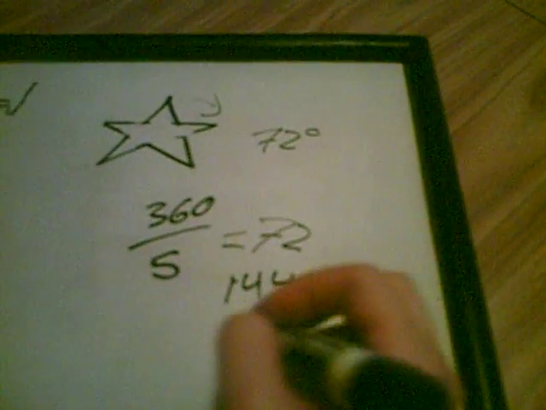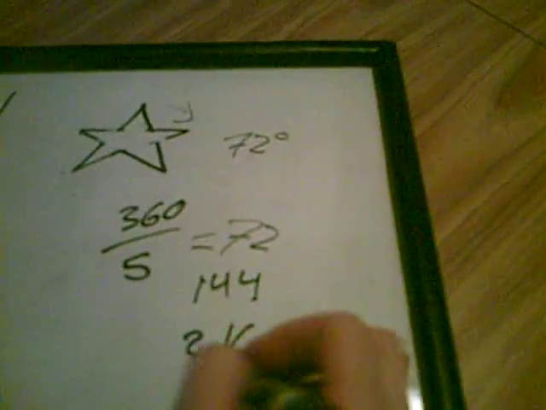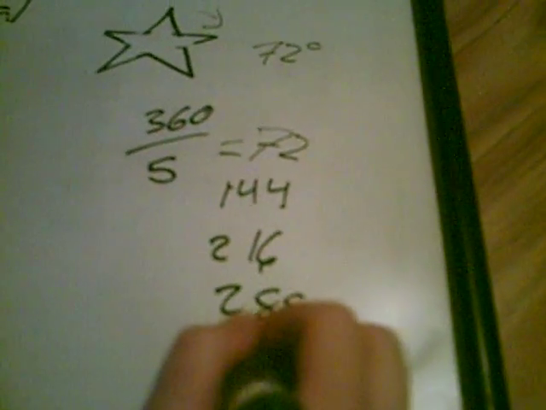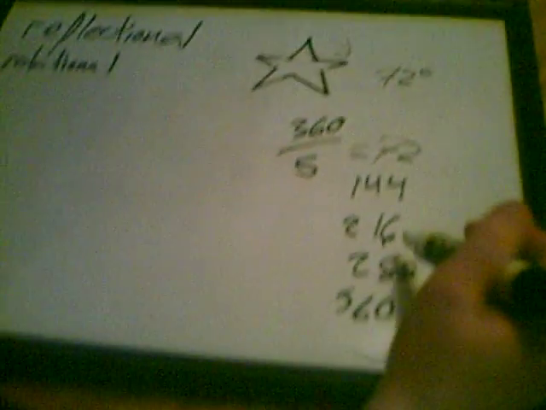Also, if you rotate it 144 degrees, 216, 288, and 360 degrees, it's always going to look just like a star. Notice there's 5 of these because it's five-way rotational symmetry.